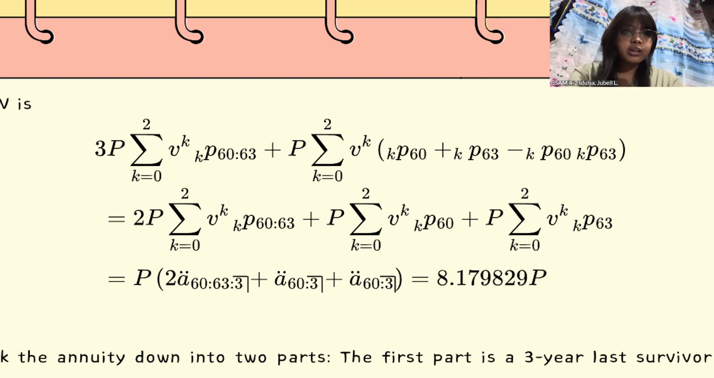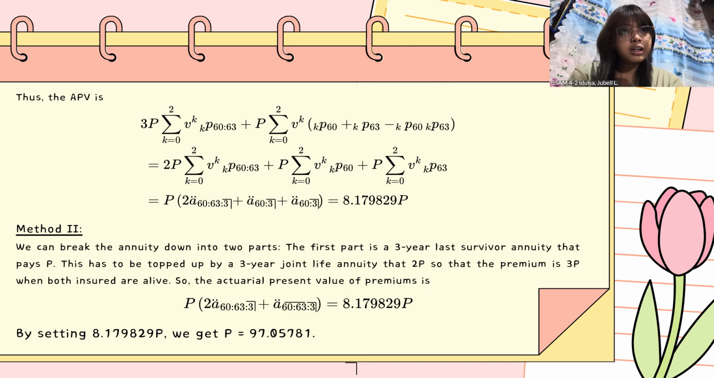8.179829P. And for the second method, it decomposes the annuity into a last survivor annuity and a joint life annuity to achieve the same result. Finally, solving for P, we will get 97.057, which is the required premium.